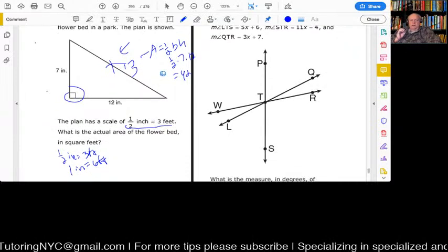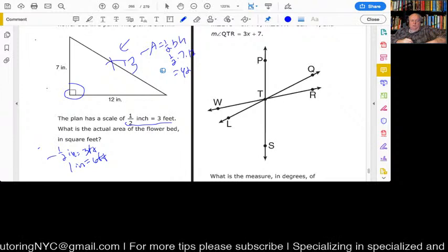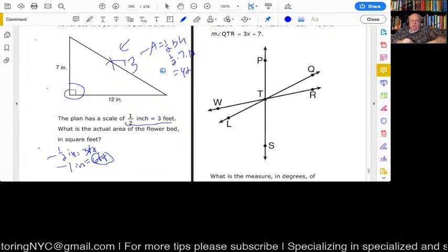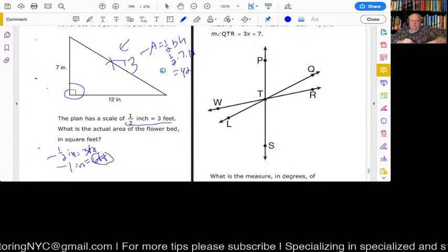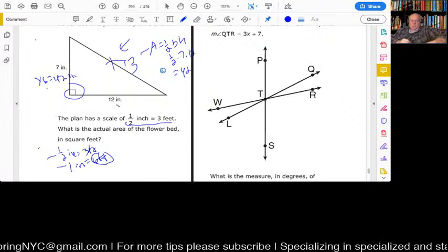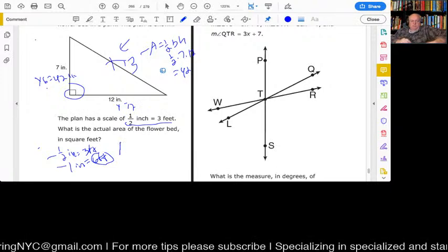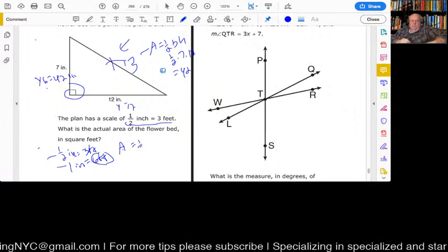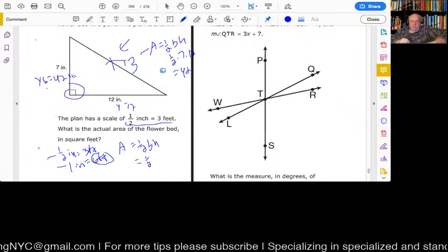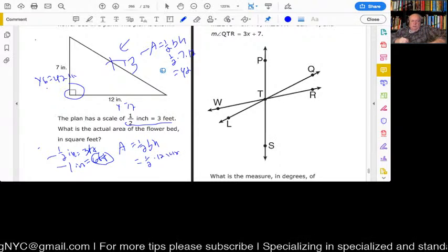So let's get rid of the top there, and square feet. So if 1 inch is 3 feet, a half inch is 3 feet, that 1 inch is 6 feet, okay? So if we use that scale factor, we're going to get 7 times 6 equals 42 inches. Times 6 here is 72, right? So our area is going to be 1/2 BH. So that gives us 1/2 times 12 times 72.